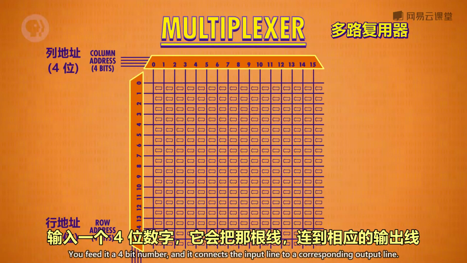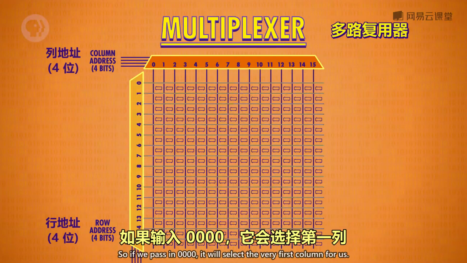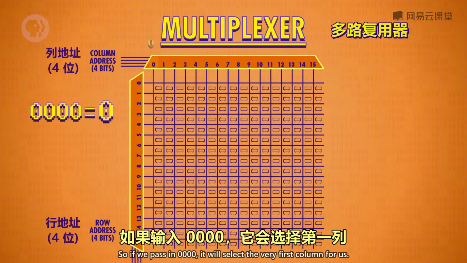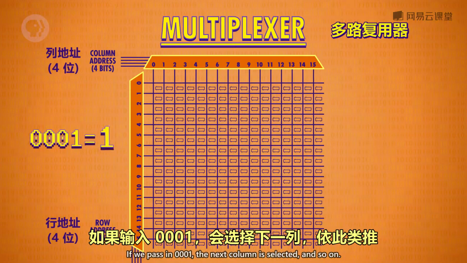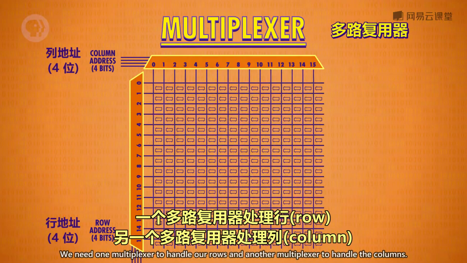You feed it a 4-bit number and it connects the input line to a corresponding output line. So if we pass in 0000, it will select the very first column for us. If we pass in 0001, the next column is selected and so on. We need one multiplexer to handle our rows and another multiplexer to handle the columns.